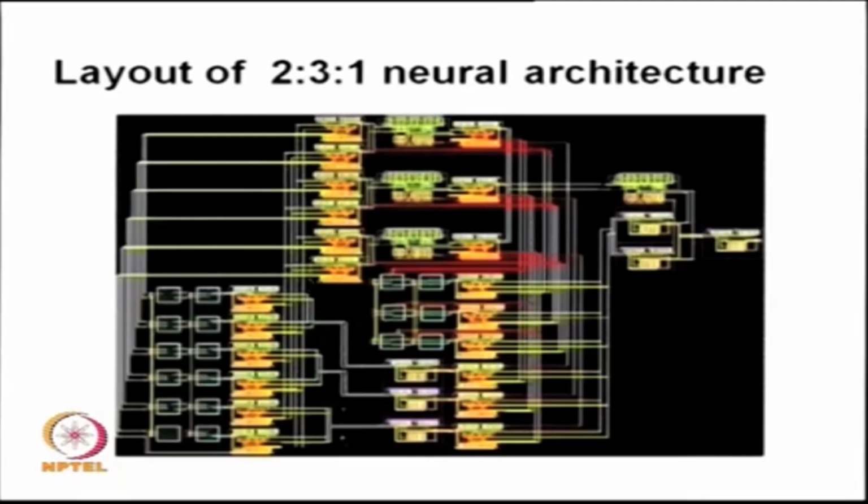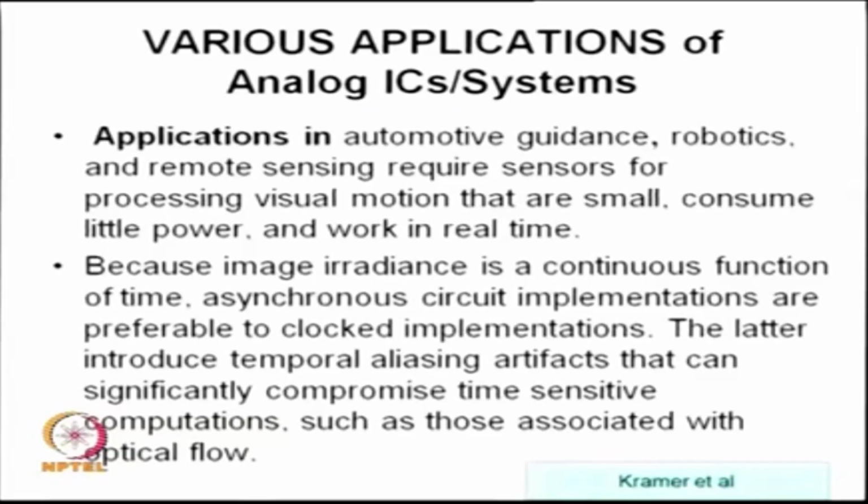Okay. This is a typical actual architecture of a 2-3-1 neural network architecture for a processor, which was designed by one of my students way back, maybe 1994 or 95. Therefore not referred, because this is ours. Okay. So where are the ICs, analog ICs or systems going?